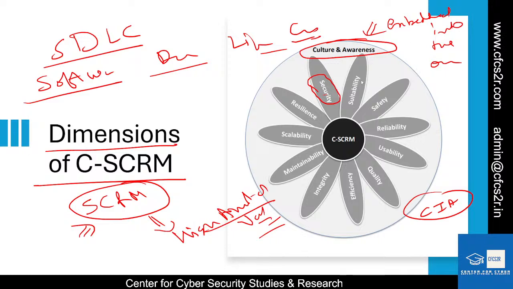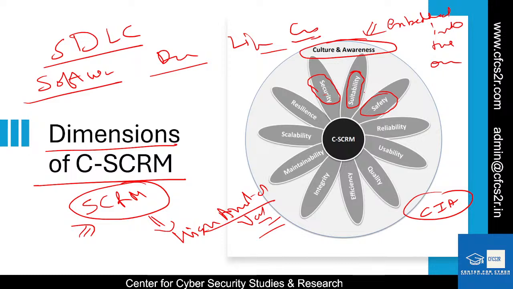Then we have suitability. Suitability focuses on the supply chain providing products and services that are right and appropriate for the enterprise and its purpose. The best product as per your organization's need is an important part of suitability. So we are talking about the different dimensions of SCRM.